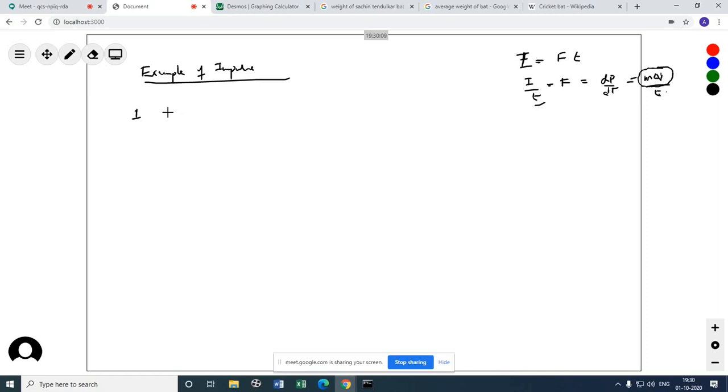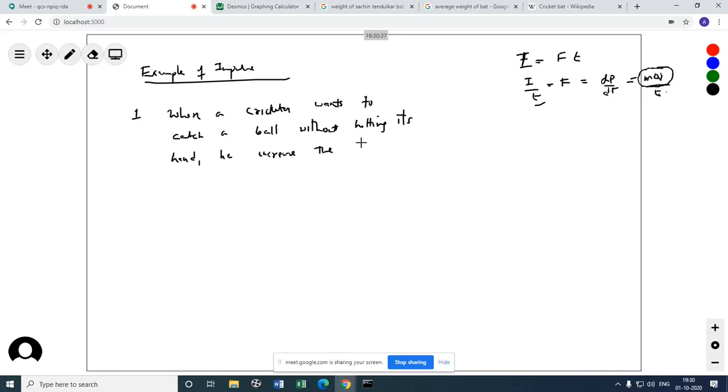Yes, sir. So when a cricketer wants to catch a ball without hurting his hand, what does he do? He pulls back his hand, increasing the time interval, by gradually collecting the ball.